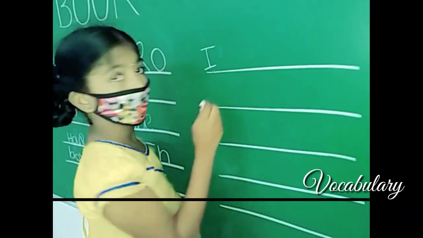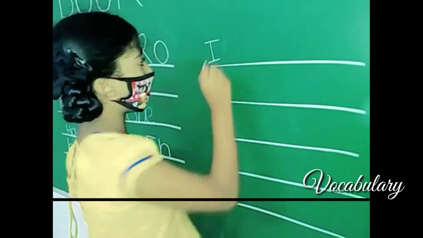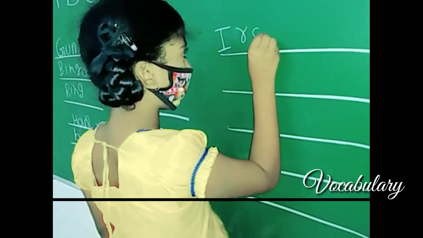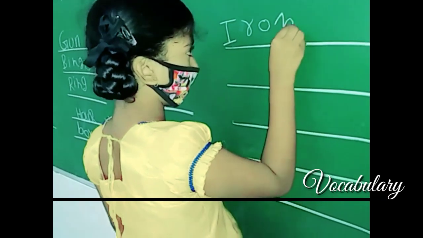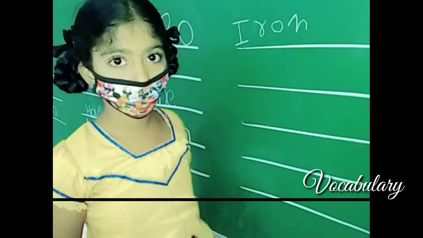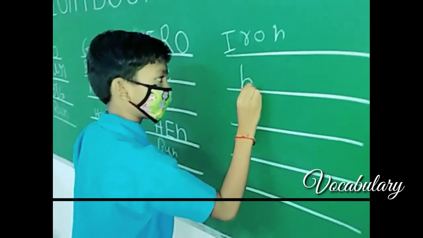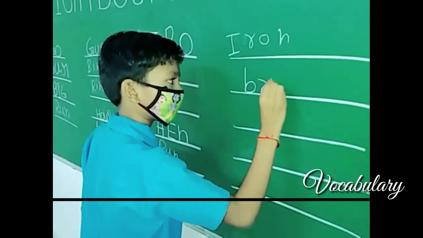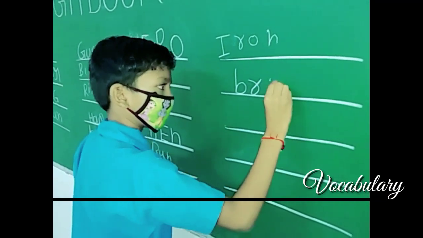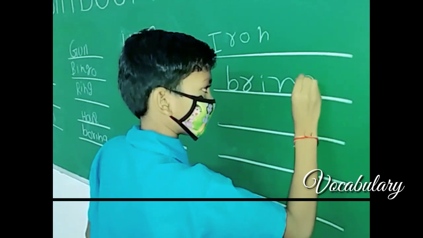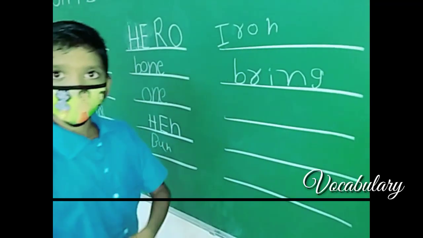Which word are you writing? Write down. I-R-O-N. Iron. Good.